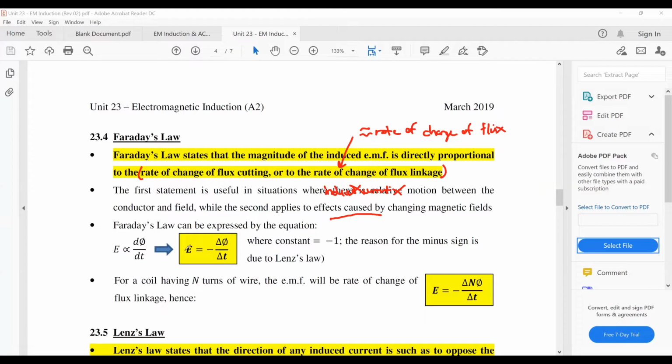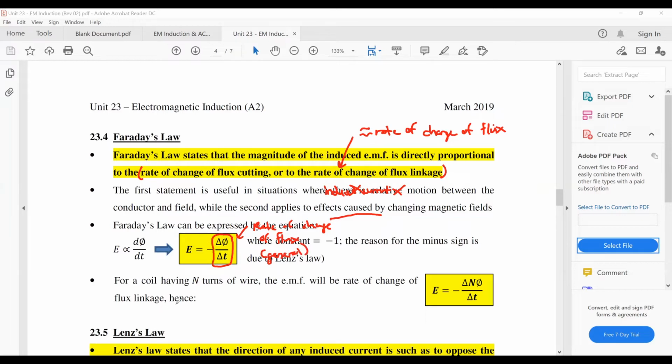All you just need to know is that if you want to find the magnitude of EMF, it is equal to the rate of change of flux. Okay? This one is the rate of change of flux. This one is a general form of the equation.